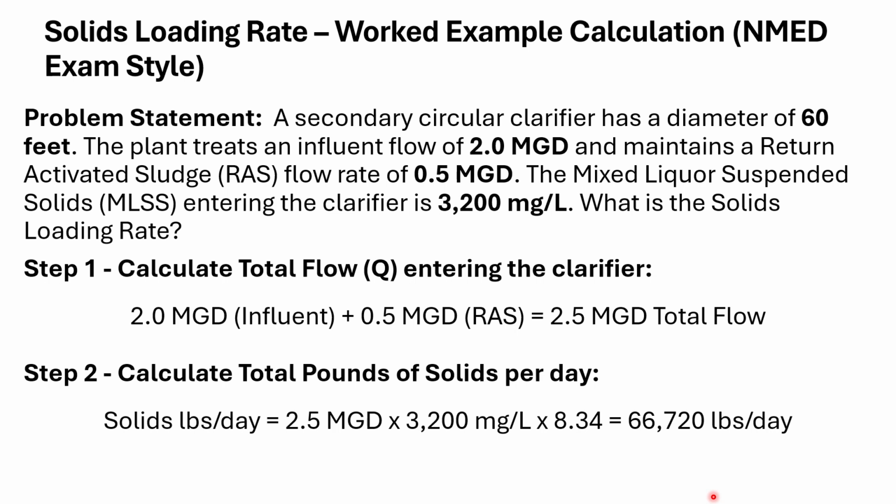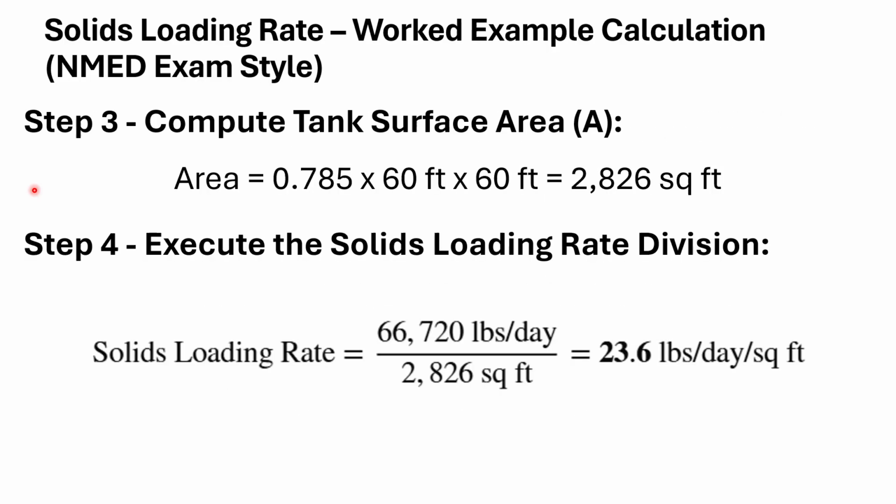That's a lot of mass. That's a lot of microbes, right? Biomass coming in, 66,720 pounds of biomass or microbes entering the secondary clarifier per day. Okay. So we then compute the tank surface area. And again, the area is just 0.785 times diameter in feet squared. So 0.785 times 60 feet times 60 feet, 2,826 square feet. Okay. Hopefully by now you're seeing how quick you can move with using this approach, versus pi r squared with your calculator.